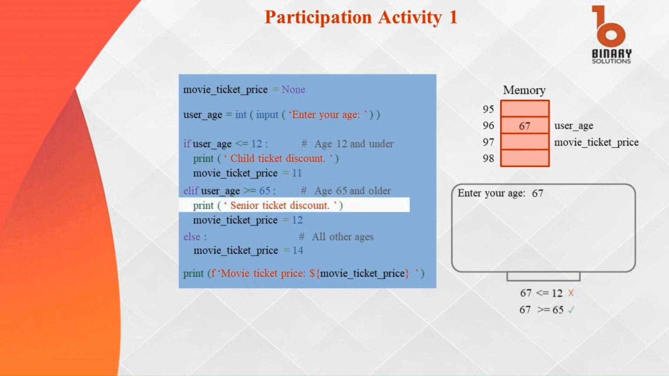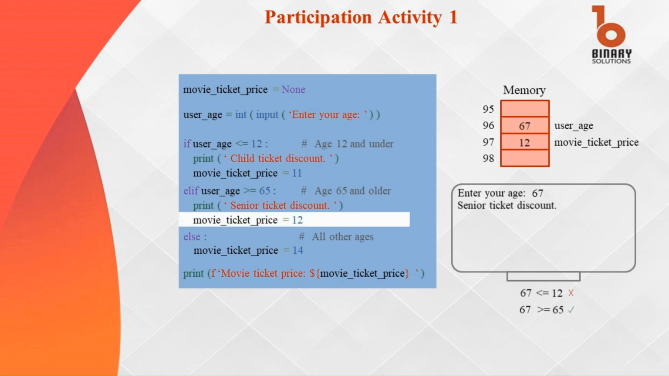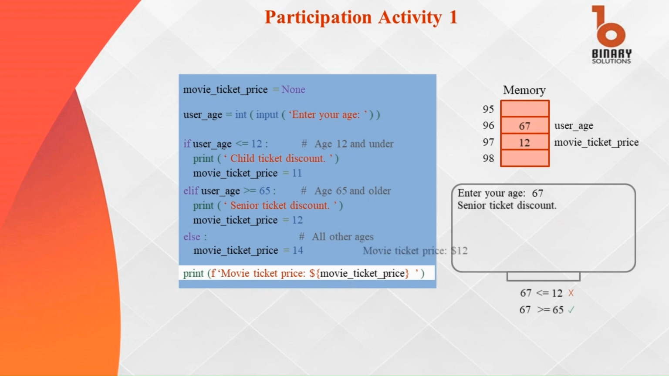For a user age of 67, this condition evaluates to true, and the senior discount is applied to the ticket price. If neither condition is met, meaning the age falls between 13 and 64, the program defaults to the else branch, charging the full ticket price of $14. This example demonstrates how an if-else statement can be used effectively to handle ranges with gaps, ensuring each range is addressed appropriately.